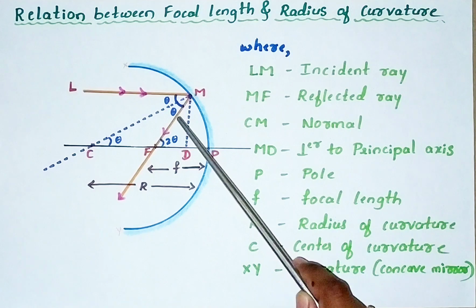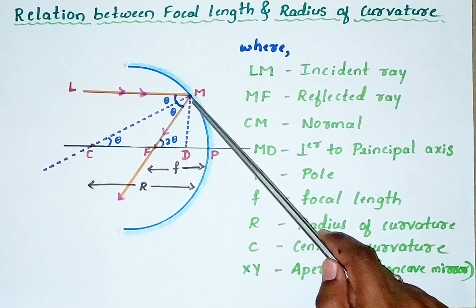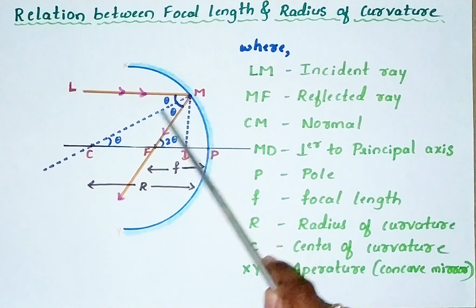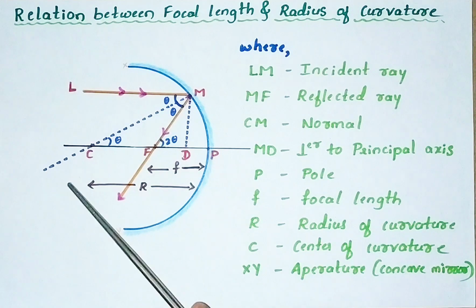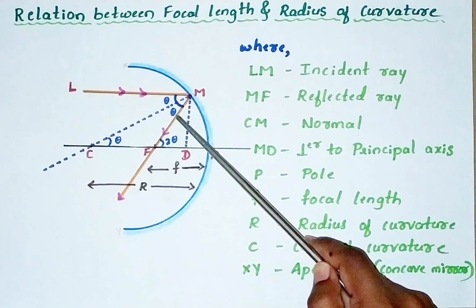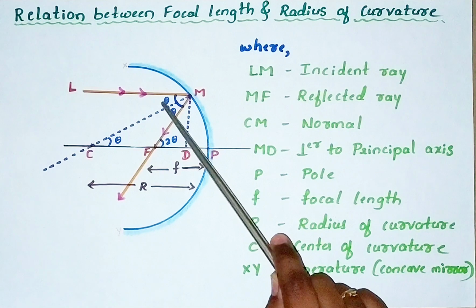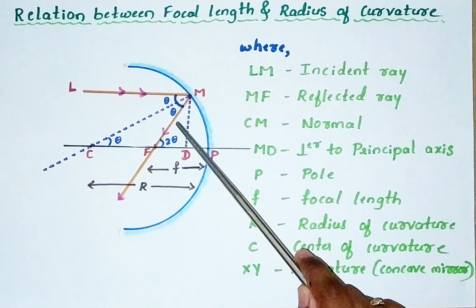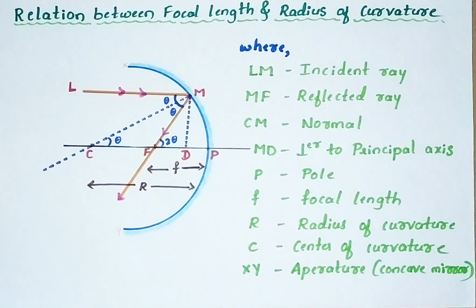Then similarly, the angle of reflection. Angle of reflection means the angle between the reflected ray and the normal. The reflected ray is MF, the normal is MC. So we can take the angle of reflection is also theta. This is according to the second law of reflection. According to the second law of reflection, we know that the angle of incidence is equal to the angle of reflection. Theta and theta both are equal.